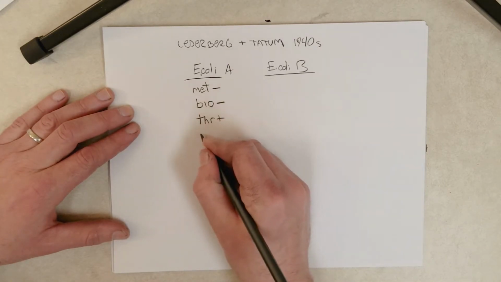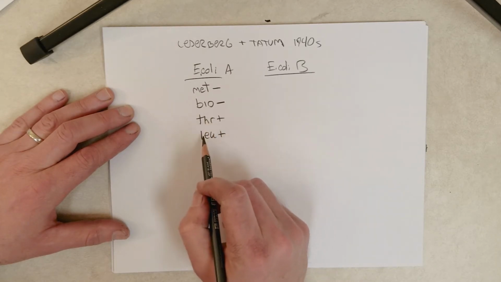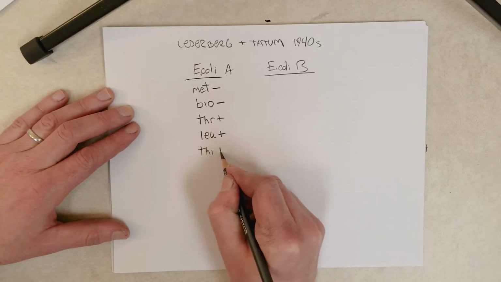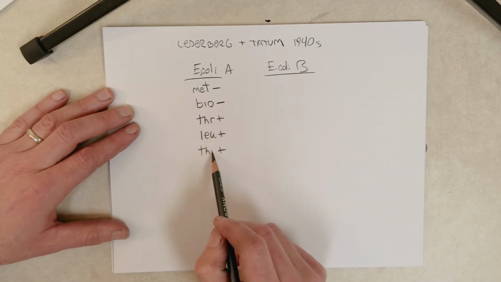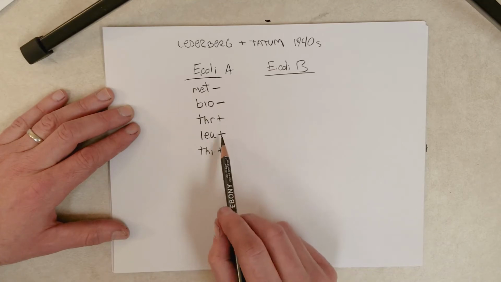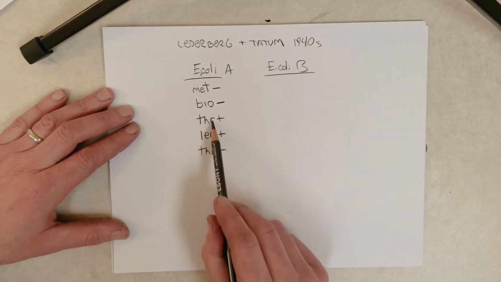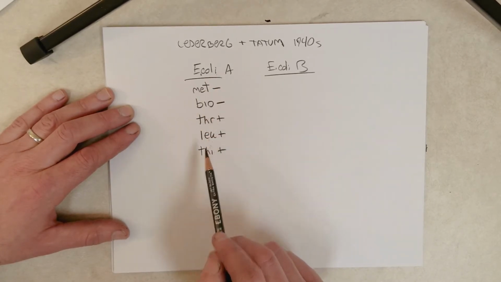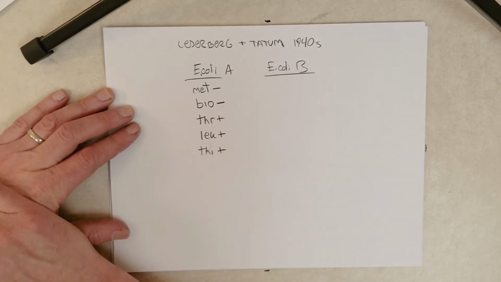So I'm going to put 3 more genes in here: thr plus for threonine, leu plus for leucine, and thi plus. So for all the genes required to make these 2 amino acids and thiamine, the vitamin, E. coli A is wild type for all the genes required to make these. So this strain A does not need these 2 amino acids or this vitamin in its medium.